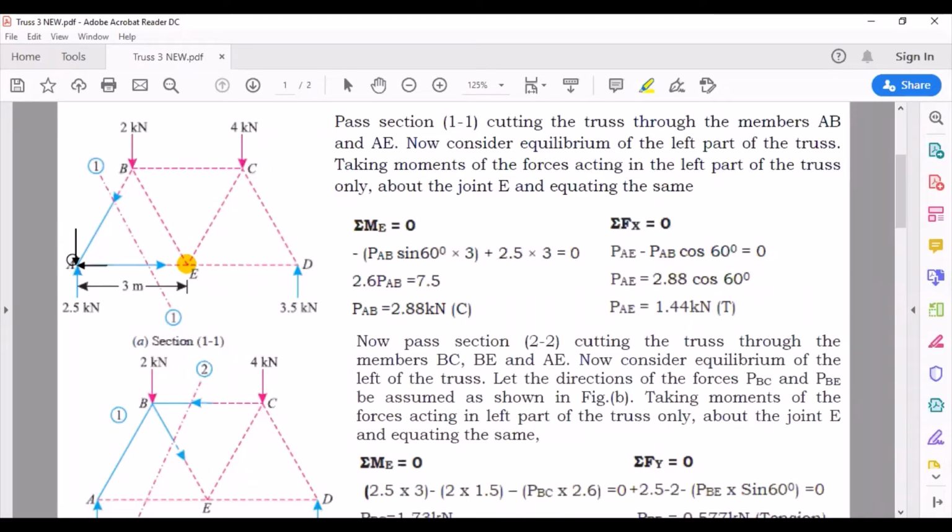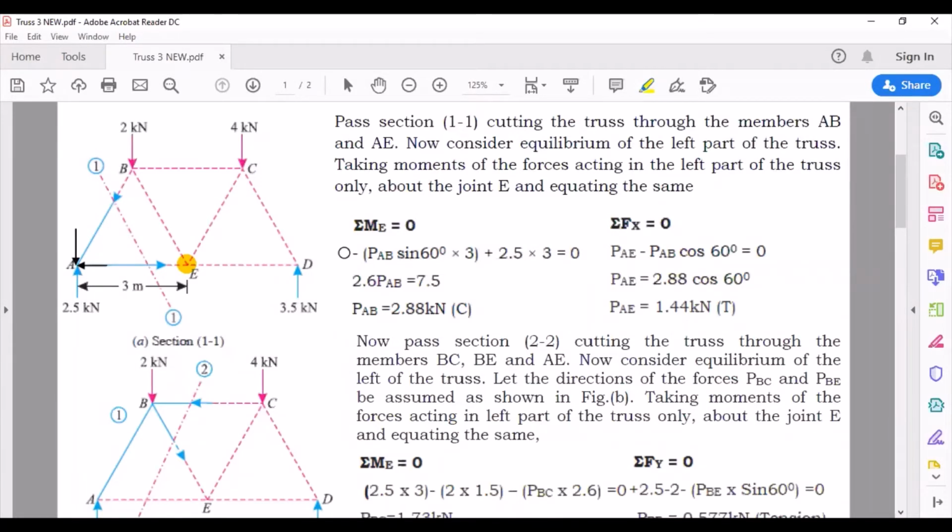Since it is a vertical force, the distance to be multiplied is horizontal, and the horizontal distance is 3 meters. It is causing an anti-clockwise moment. Thereby, it is taken with the negative sign, that is minus PAB sine 60 into 3 meters. Similarly, you have a vertical reaction, that is 2.5 kilonewton, which is again a vertical force. The distance to be multiplied is horizontal. So the horizontal distance between the line of action of this force and the moment center is 3 meters. What type of moment is it causing? It is causing a clockwise moment. Therefore, it is taken with the positive sign, that is plus 2.5 into 3.